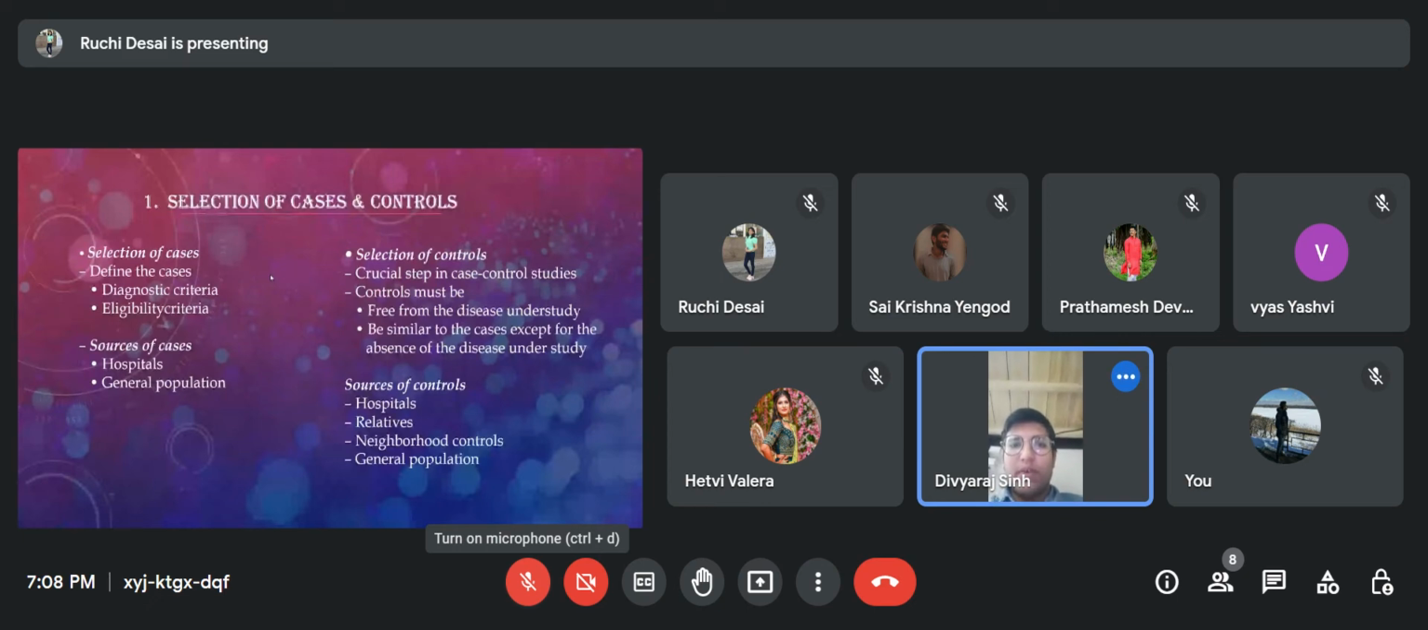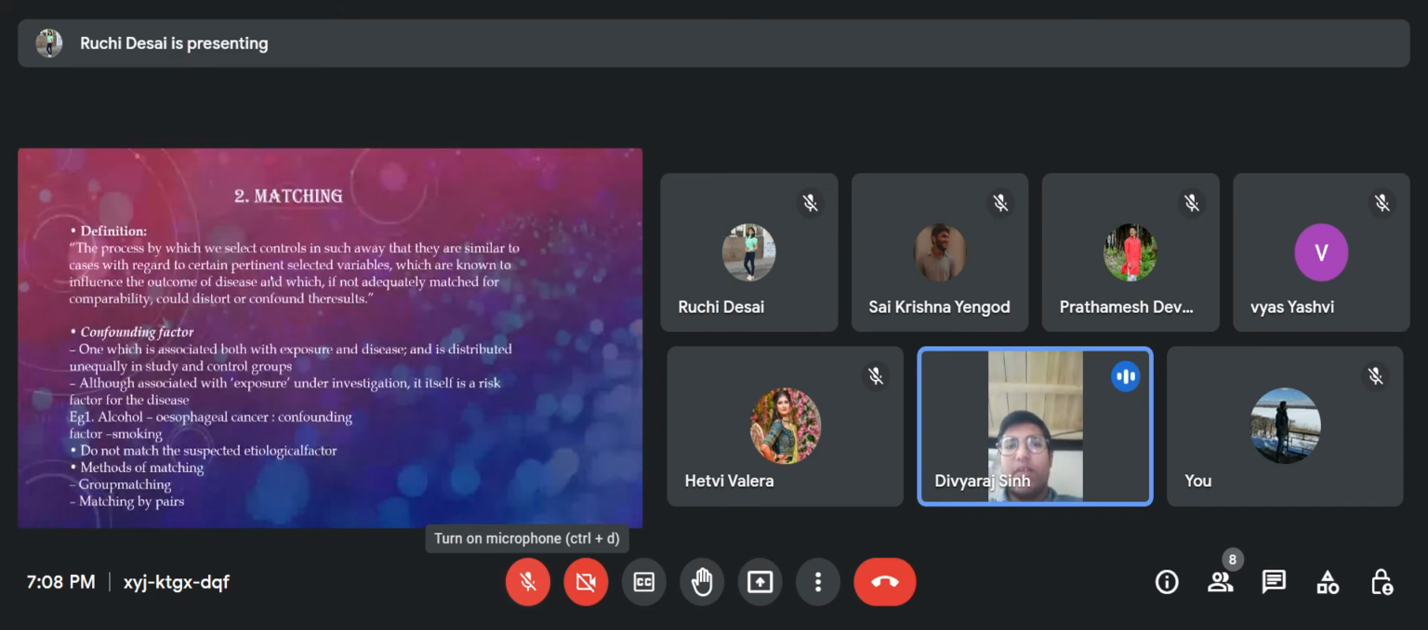Next, matching. Definition: the process by which we select controls in such a way that they are similar to cases with regard to certain pertinent selected variables, which are known to influence the outcome of disease and which, if not adequately matched for comparability, could distort or confound the result.